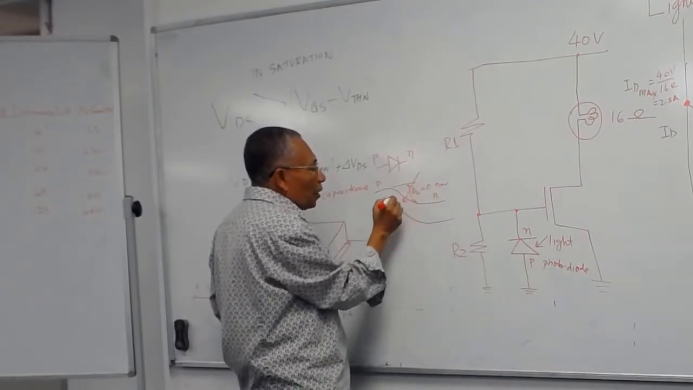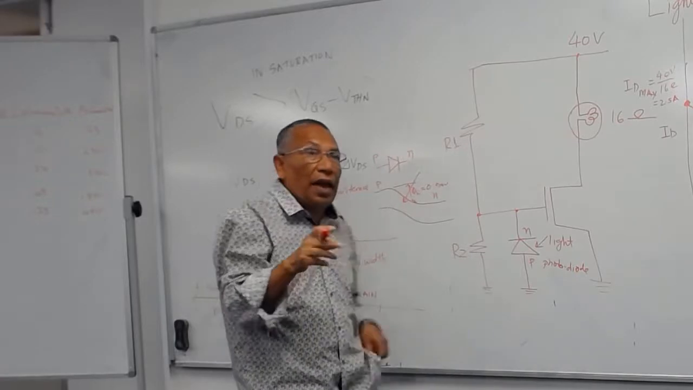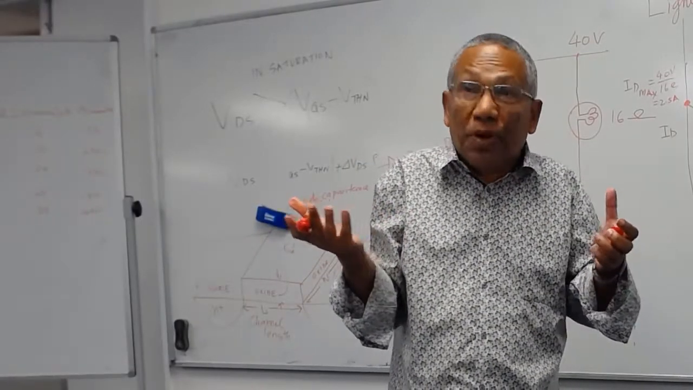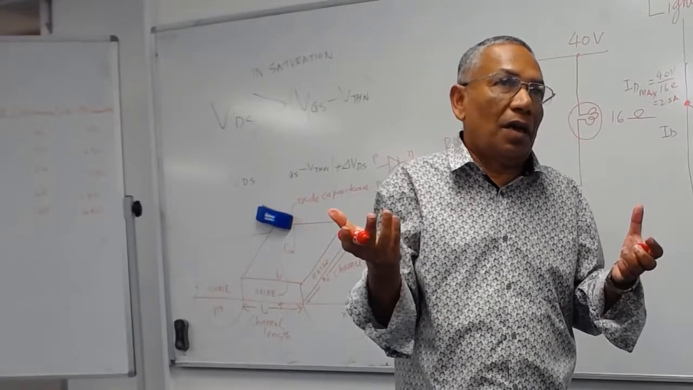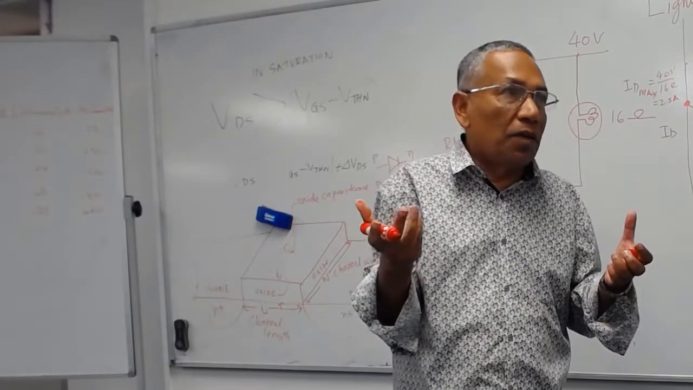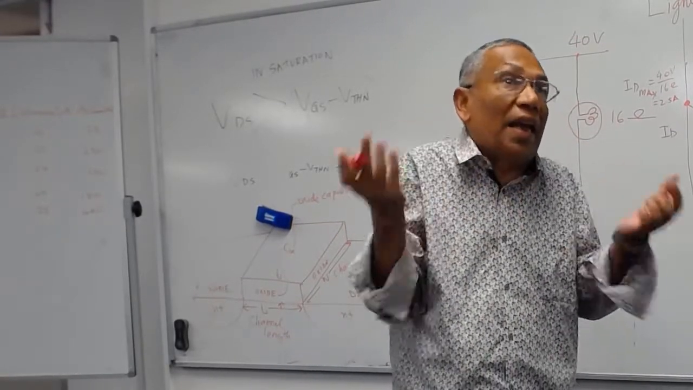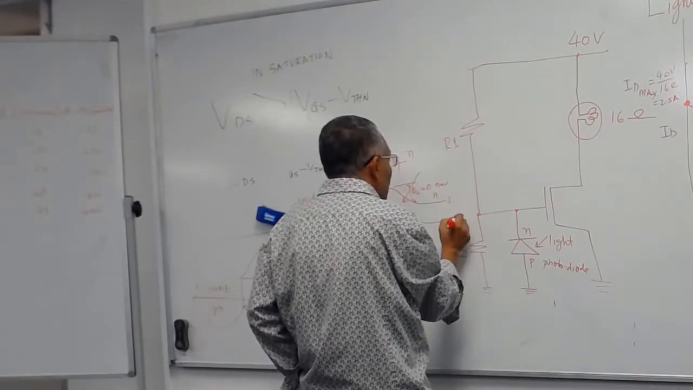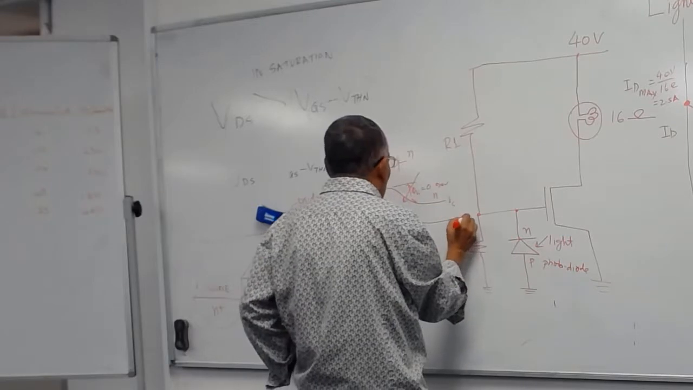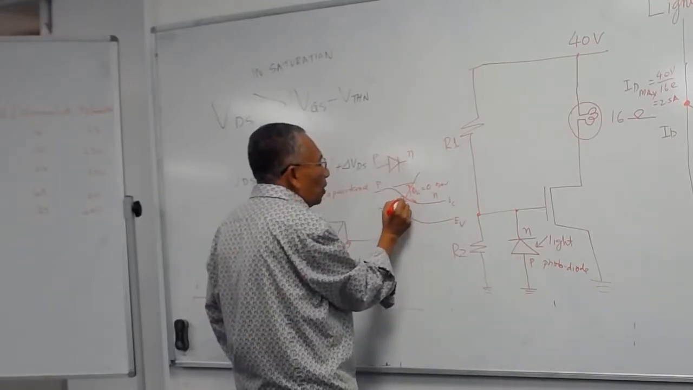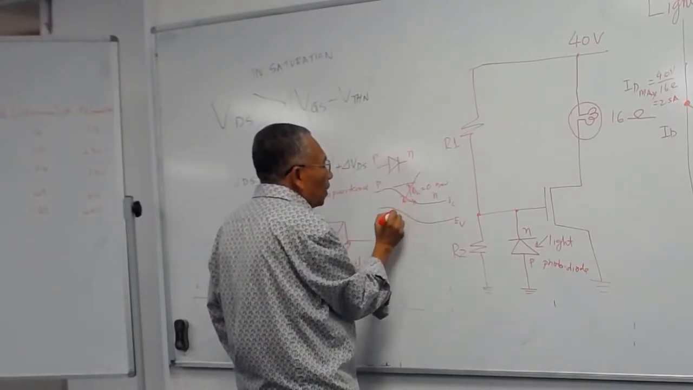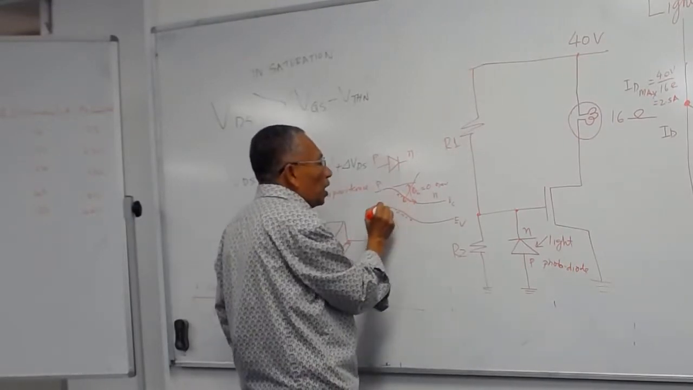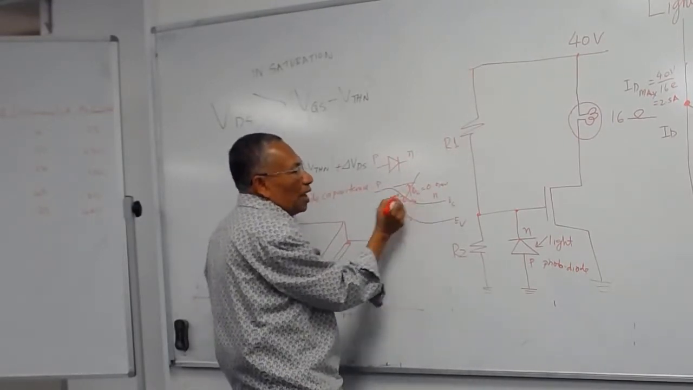When you shine light, you create electron hole pairs, optically generated. The valence electrons will gain energy and will go into the conduction band. So this is your EC, this is your EV. From here, electrons will go here. You'll have new holes here, new electrons here. And these electrons will move to the N side.